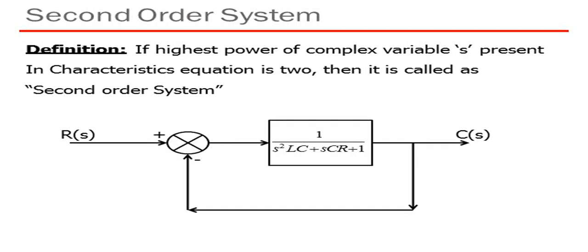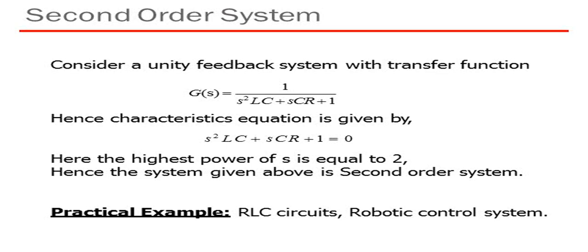Next is second order system. If the highest power of the complex variable s present in the characteristic equation is 2, then it is called a second order system. You can see the transfer function given in the block diagram: 1 upon s square LC plus SCR plus 1. It is the transfer function of an RLC circuit. Its highest power of s is 2, so it is called a second order system.